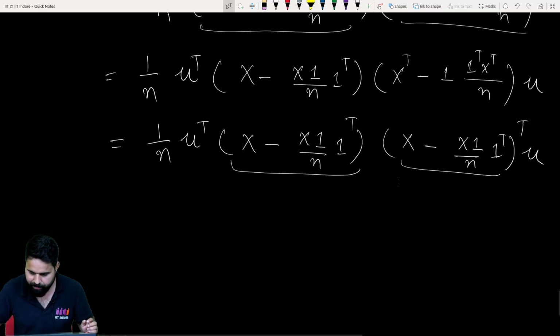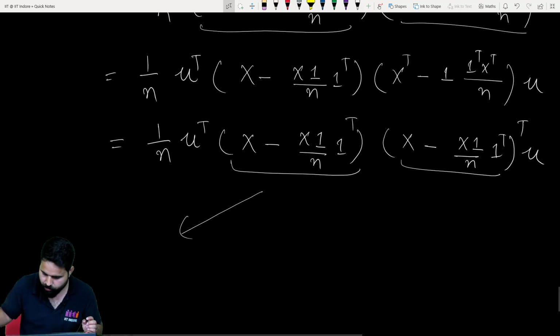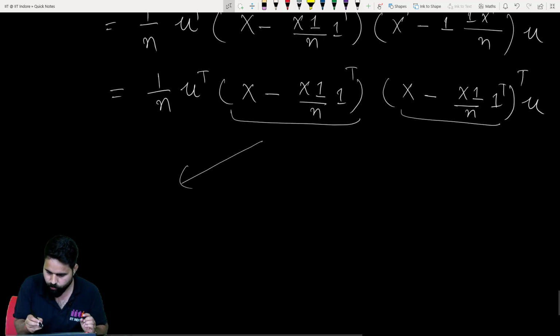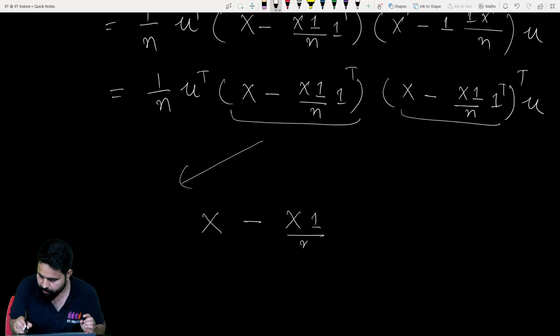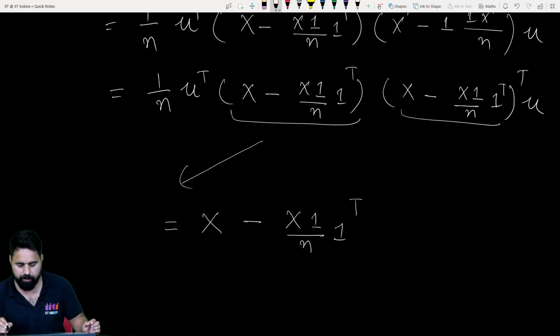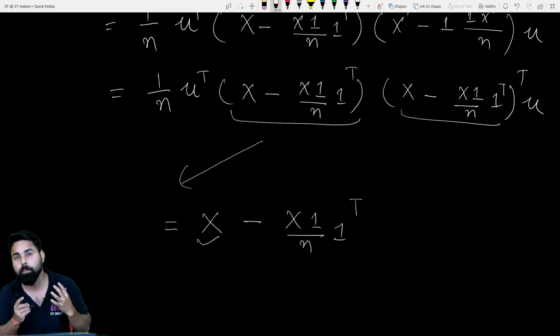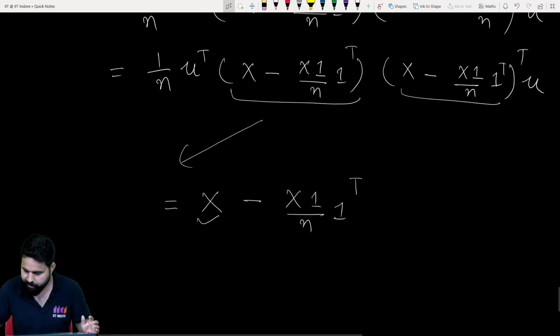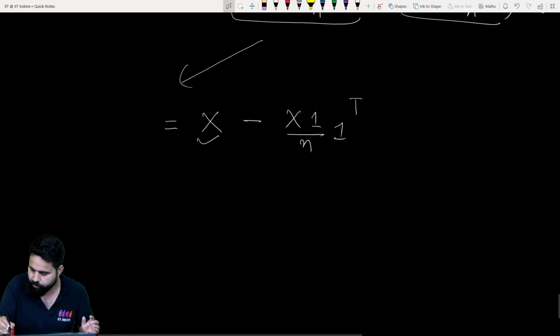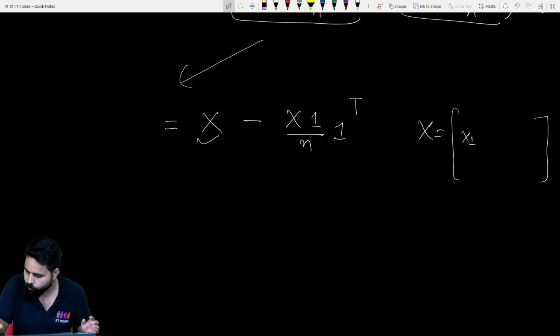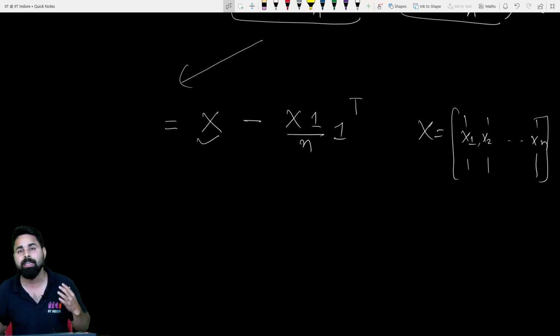So let me write this matrix separately here. This is x minus x1, and then 1 transpose. Think about what this matrix will be. This is our data matrix, right? Remember what the data matrix was. X was this, so there were n points, x1 up to xn. These were the vectors, so this was the data matrix.